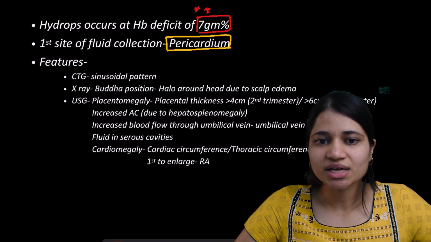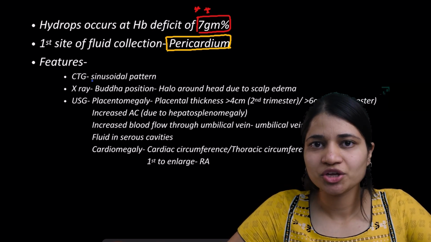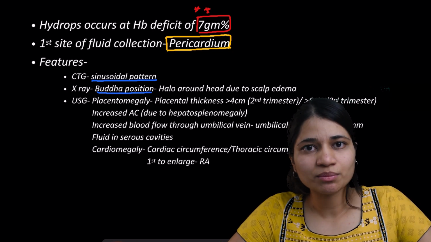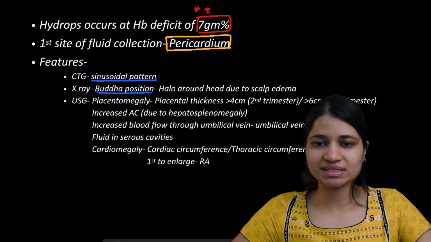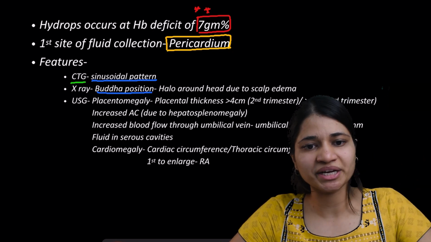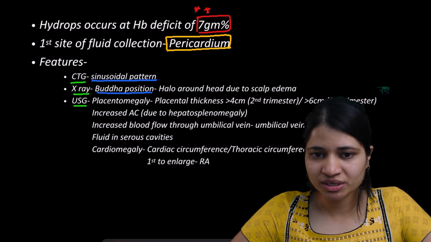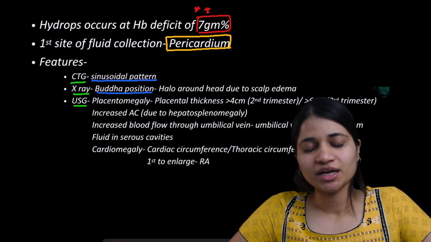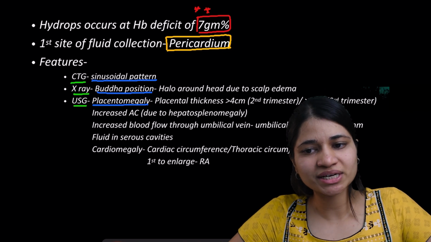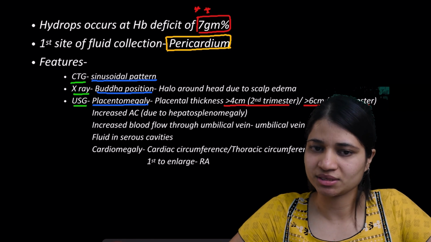What are the features? How will we diagnose hydrops fetalis? On CTG, we will get a sinusoidal pattern. On X-ray, we get what is known as the Buddha position. So what is Buddha position? Basically, when the baby develops a halo around the head because of scalp edema. And what are the USG features? On USG, we will have placentomegaly. Placentomegaly is defined as placental thickness of more than 4 cm in the second trimester or more than 6 cm in the third trimester.